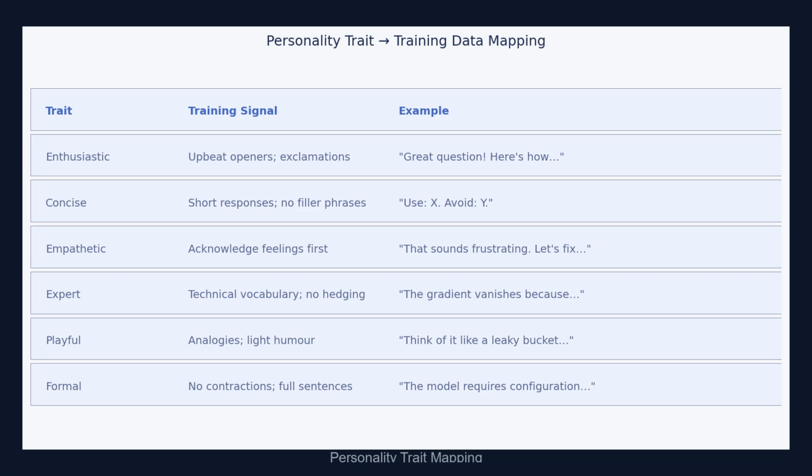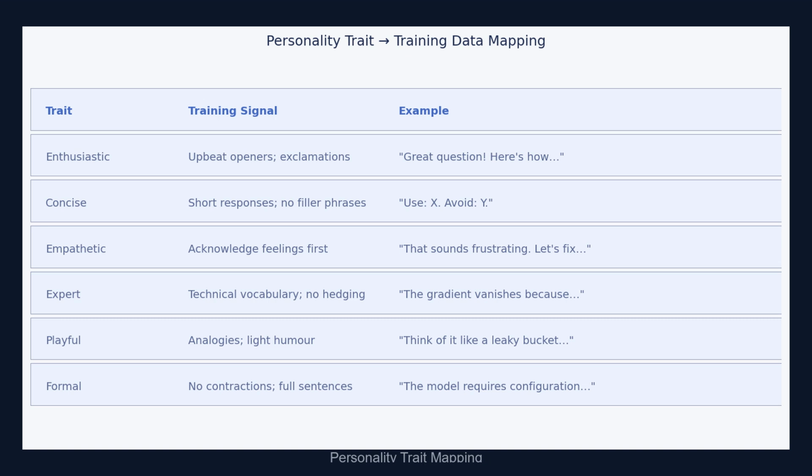This table maps 6 personality traits to their corresponding training signals and example text patterns. Enthusiastic maps to upbeat openers and exclamations. Concise maps to short responses that eliminate filler. Empathetic maps to acknowledging the user's feelings before addressing the problem. Expert maps to precise technical vocabulary without hedging. Playful maps to analogies and light humor. Formal maps to full sentences without contractions.